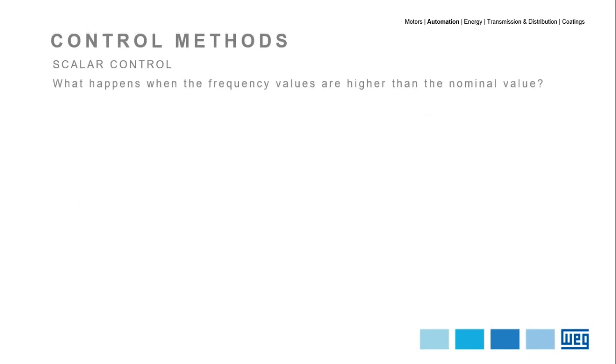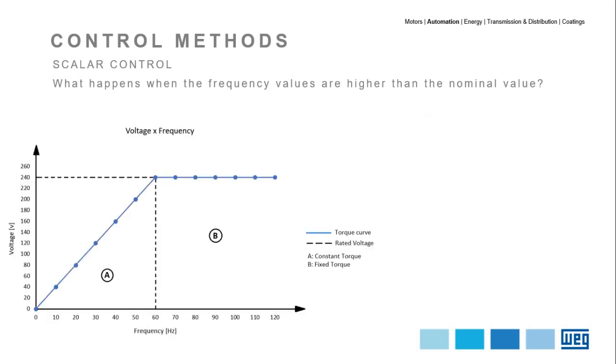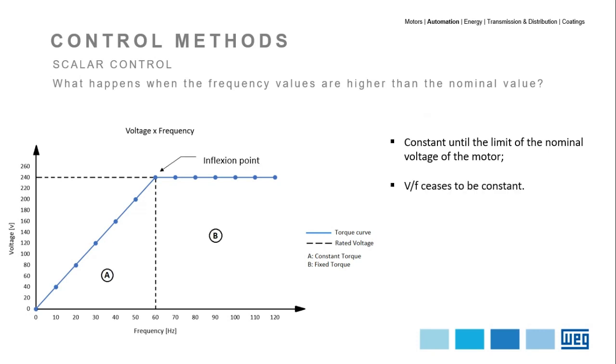But what happens when the frequency values are higher than the motor's nominal value? Well, in these situations, the V/F ratio is kept constant up to the limit of the nominal voltage of the motor. In the case of this graph, up to 214 volts. After this point, which is named the inflection point, this V/F ratio changes. In other words, it becomes no longer constant.